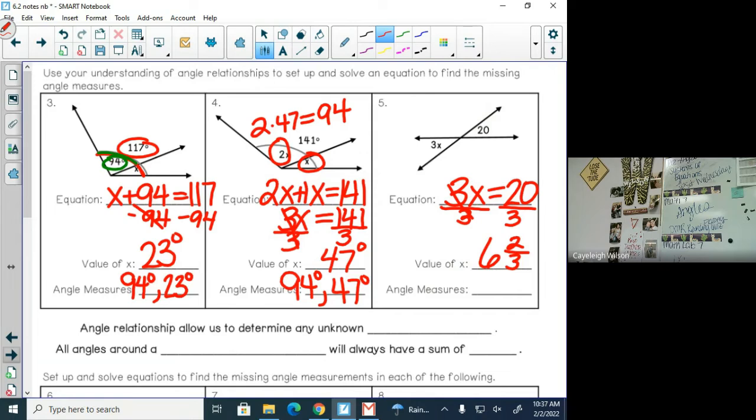All right, and then it says, what is the angle measure? So to find the angle measure, I'm going to do 3 times 6 and 2/3. So on your calculator, 3 times 6, 2, 3, enter. 20. And guys, shouldn't you know that? Because vertical angles are what? Equal. So if this one's 20, guess what this one is? 20.